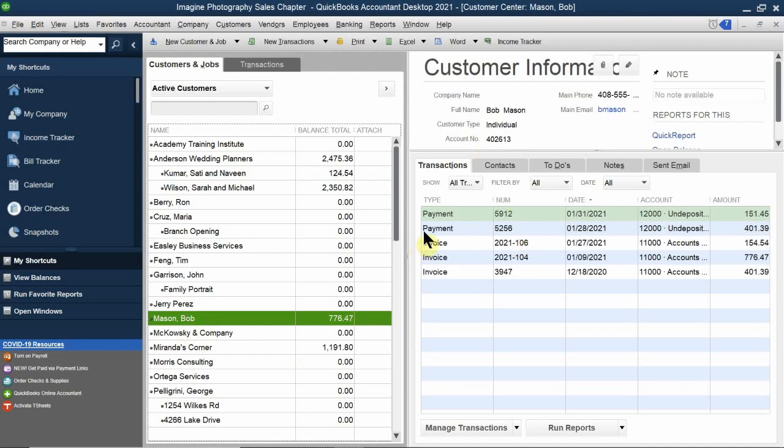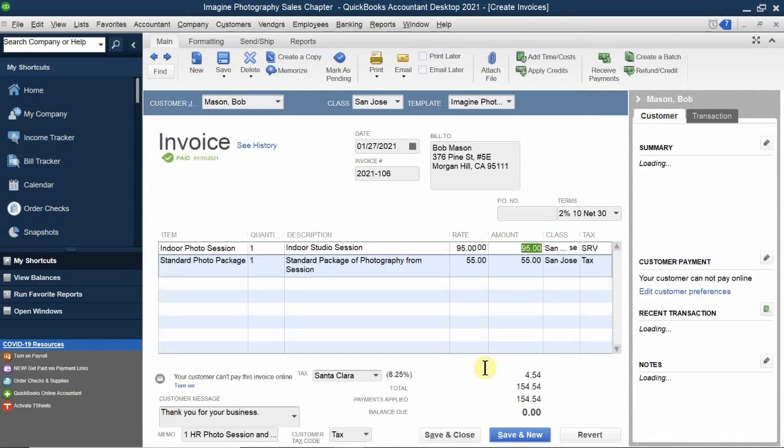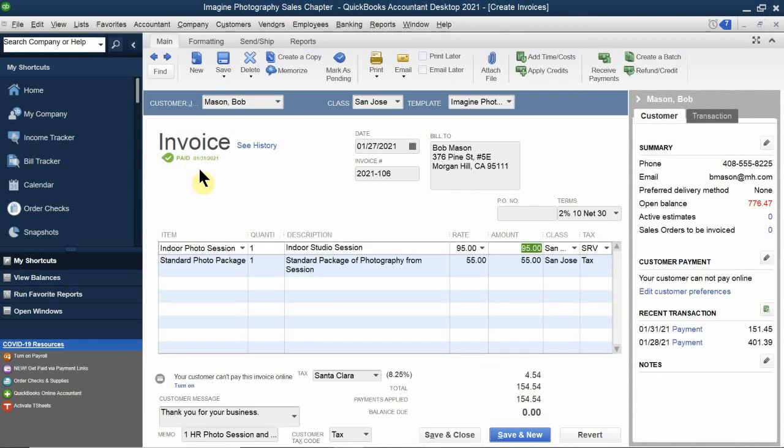Okay, let's view. So right here, we received a payment, check number 5112. Let's take a look at that invoice one more time. If I pull up my invoice, you're going to see that it's been paid, which is correct.